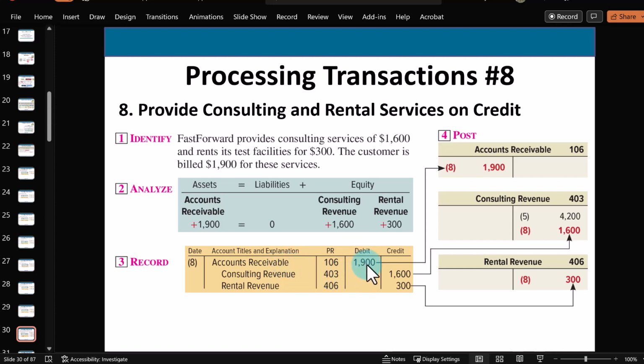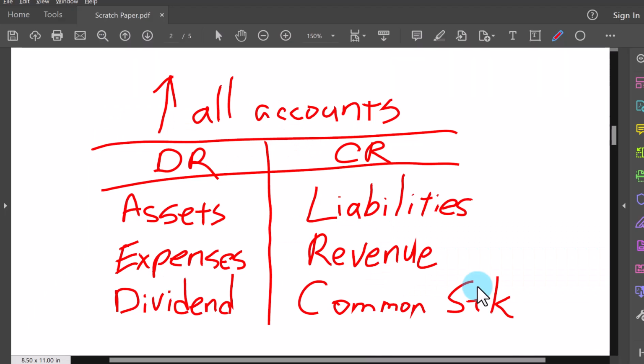So total debits are equal to total credits. In this case, 3 accounts are changing, not just 2. The rule is at least 2, maybe more. We journalize in the general journal and we post to the 3 respective general ledger accounts.